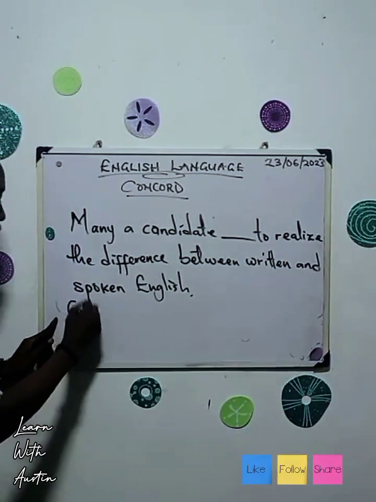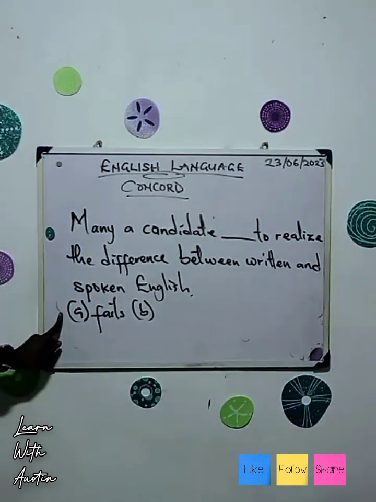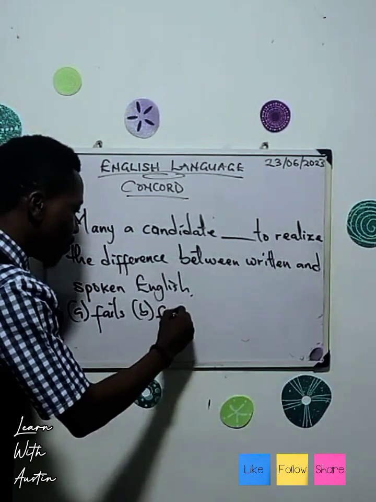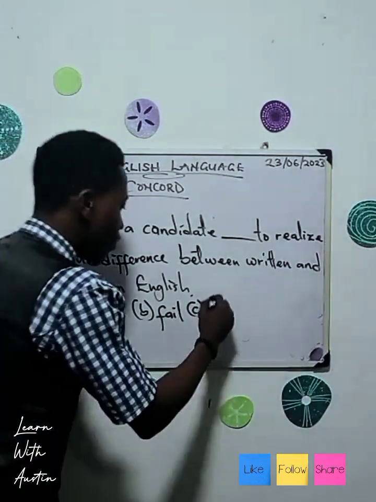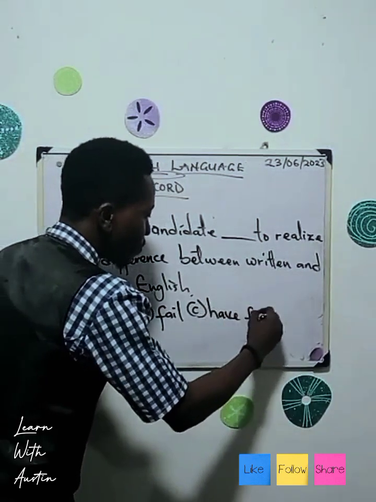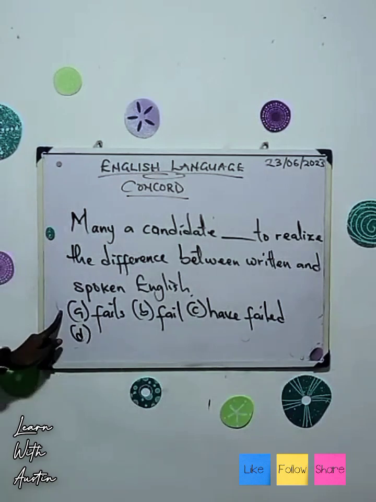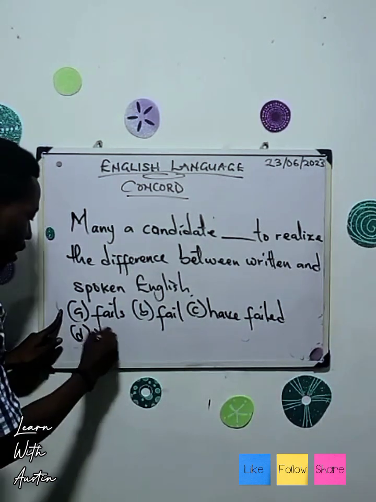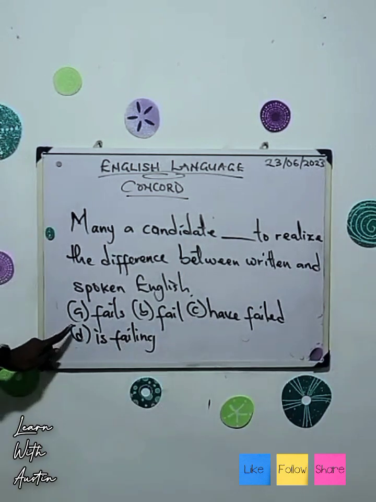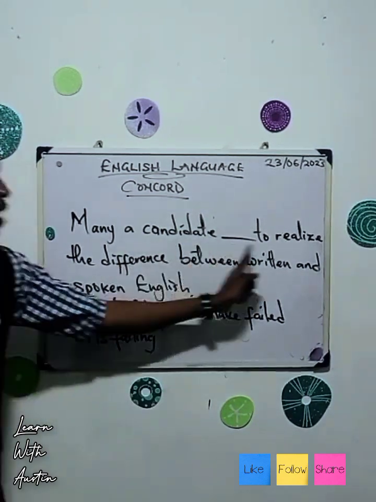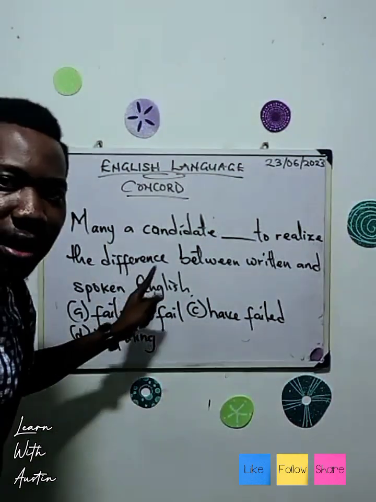Options: A, fails to realize. Option B, failed to realize. Option C, have failed to realize. And option D, is failing to realize. So many a candidate dash to realize the difference between written and spoken English.